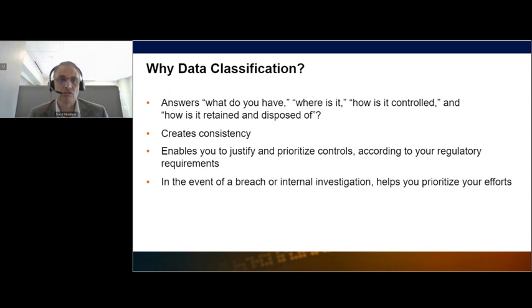In terms of the why, it answers the kind of questions you would expect, especially if you've ever spent time in information governance. So where is it? What do you have? How is it controlled? How is it retained? How is it disposed of? All those things work in concert to follow your data as it goes through a life cycle.